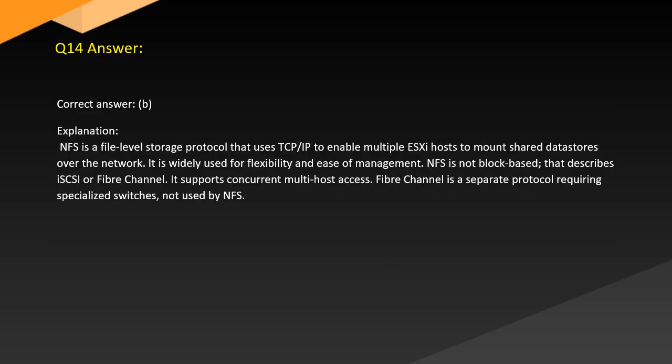Answer. Correct answer, B. Explanation. NFS is a file-level storage protocol that uses TCP/IP to enable multiple ESXi hosts to mount shared data stores over the network. It is widely used for flexibility and ease of management. NFS is not block-based. That describes iSCSI or Fibre Channel. It supports concurrent multi-host access. Fibre Channel is a separate protocol requiring specialized switches, not used by NFS.